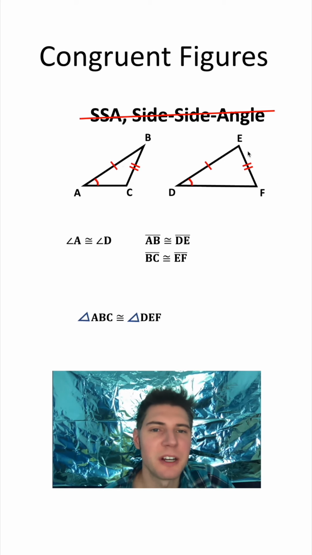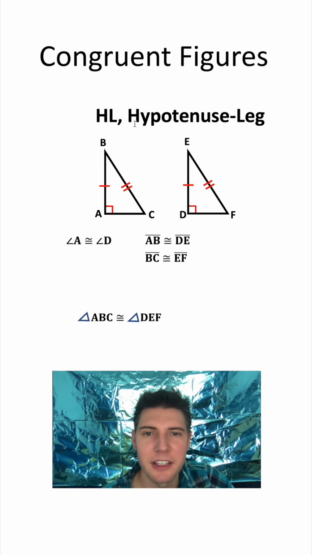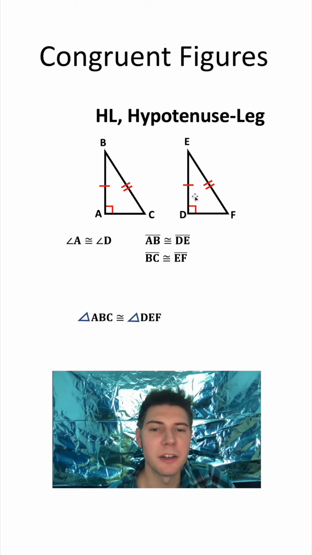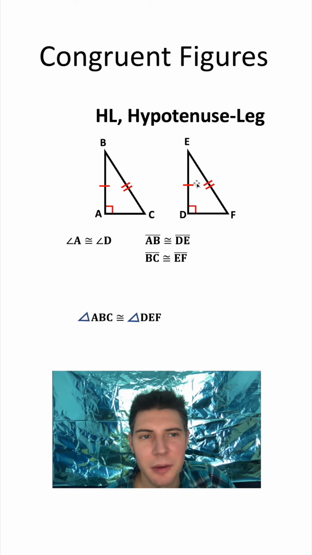But there is a special case of SSA that does work, and that's called HL. If we know that the angle is a right angle and we have a hypotenuse and a leg of the triangle, we now know these two triangles are congruent. So this is the hypotenuse here, and this is a leg, or this is a leg. So as long as we have one of these 2 legs and a hypotenuse, it's fine that we have the angle not in between the sides, and we call that HL.